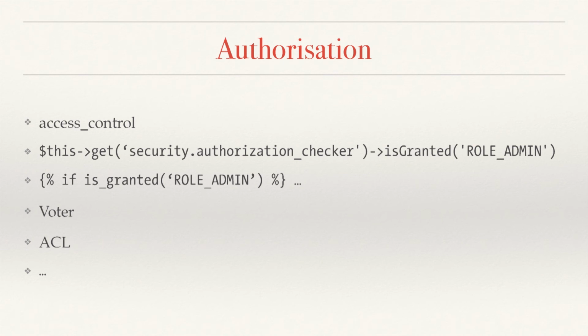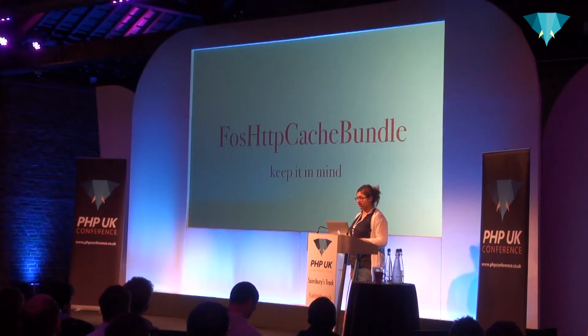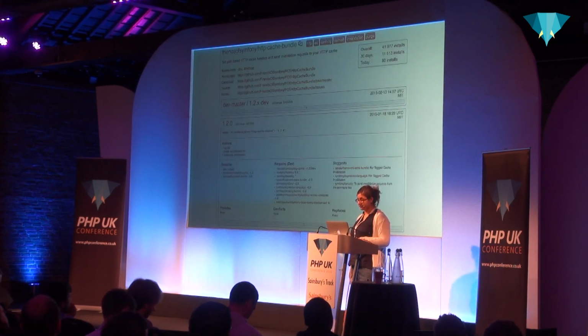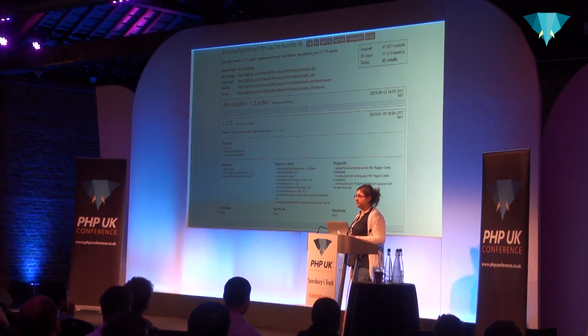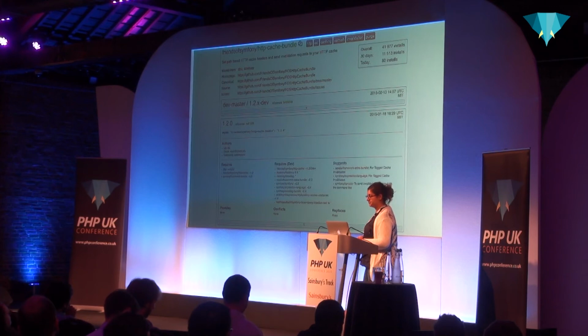You could use, as usual, the famous access control or the is_granted. You could do that in your template, use your voter as usual, or ACL. It doesn't change, actually. I told you in the constraints of REST that you have to keep in mind the cache part to avoid useless requests. There is a nice bundle, go check it out. I won't talk about that, but it's about configuring the cache instead of doing this in your action, let's say. So go check it out and see if it answers your problems.